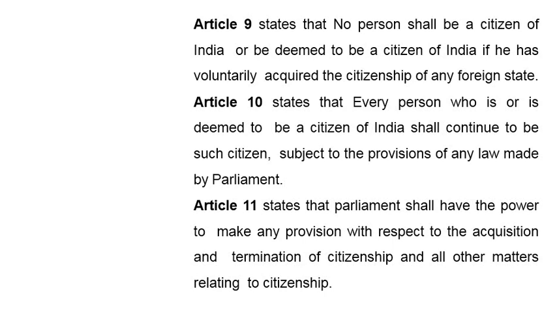Article 11 states that the Parliament shall have the power to make any provisions with respect to the acquisition and termination of the citizenship and all other matters related to the citizenship. That means Parliament has the upper hand for the provisions related to the acquisition and termination of the citizenship of India.